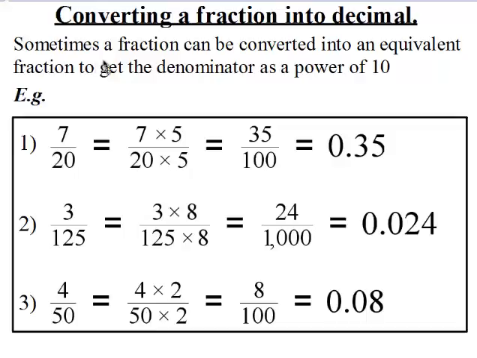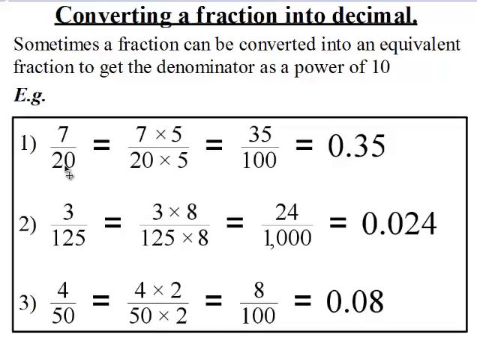So sometimes a fraction can be converted into an equivalent fraction in order to get the denominator as a power of 10. So we are going to use equivalent fractions here, and by equivalent fraction, whatever we do to the numerator, we do the same to the denominator. So our aim is to get the denominator as a power of 10. Then from there, we write the fraction as a decimal.